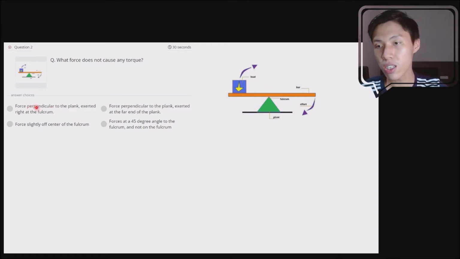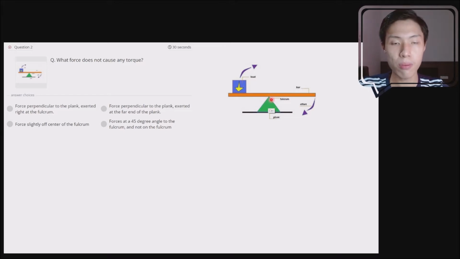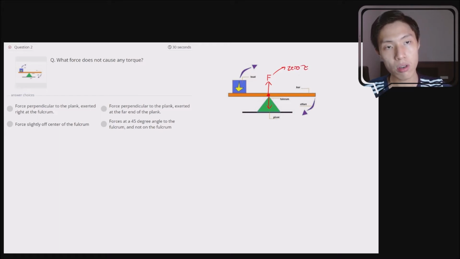So the first force is the force perpendicular to the plank exerted right at the fulcrum. A force that is perpendicular to a plank can be either upwards or downwards. But if you exert it right at the fulcrum, that means you're exerting it in this direction or this direction. Well, if you're exerting the force right at the fulcrum, then you should expect this force to contribute 0 torque. Why does it contribute 0 torque?